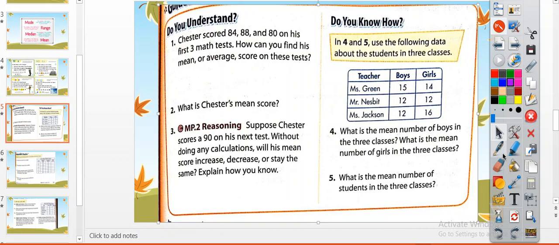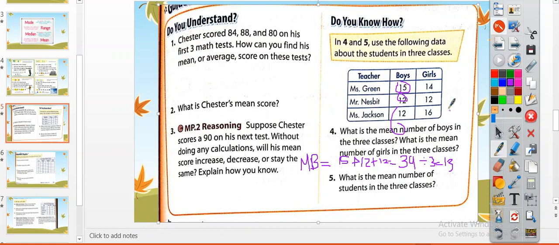So you're going to take the number of boys that you have, which is 15. So the mean of boys equals 15 plus 12 plus 12. 12 plus 12 is 24. 24 and 15 is 39. Now you're going to divide this 39 by the number of values you have. I have 3 values, so you'll divide by 3. 39 divided by 3 is exactly 13.